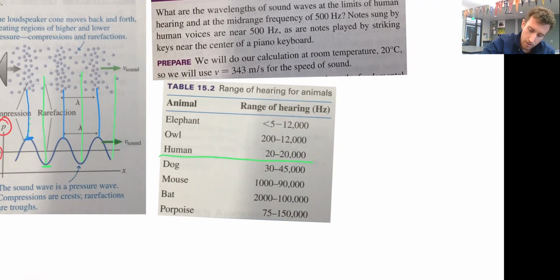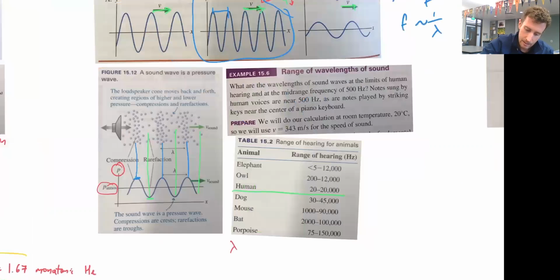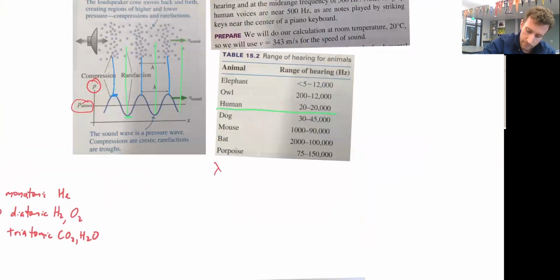So I'm trying to solve for wavelength. The equation that I've got is V equals wavelength times frequency. So if I start with V equals wavelength times frequency and solve for wavelength, that gives me wavelength equals V over f. So I just need to take my speed of sound divided by my frequency in hertz.